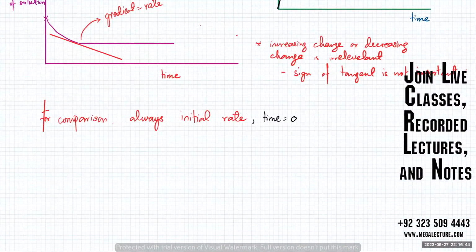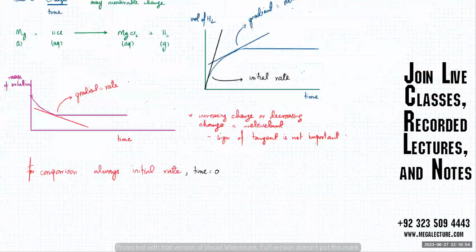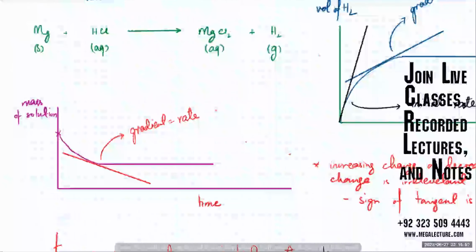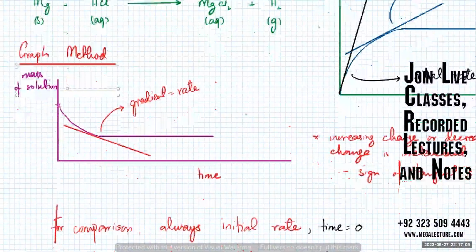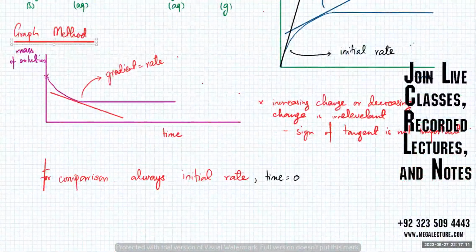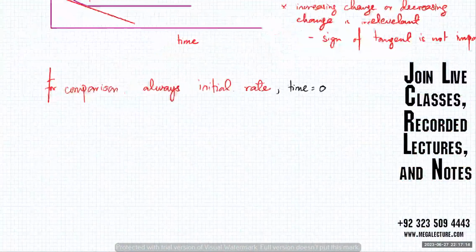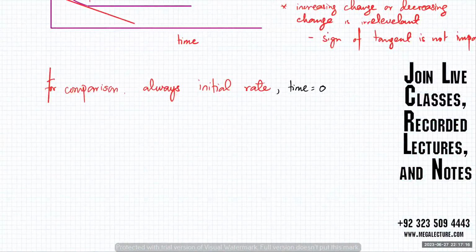The second method is to avoid the graph. This one we can call the graph method of investigating rate. The second method is kind of the same thing, but how would you measure rate without a graph?